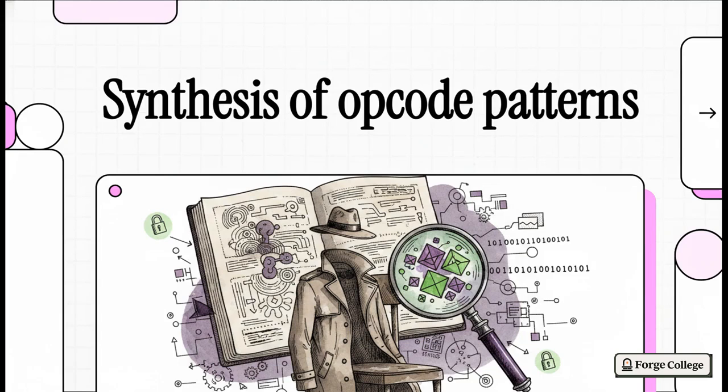Grab your trench coat and your magnifying glass, because today we are putting on our detective hats to become EVM forensic analysts. We're looking at the synthesis of opcode patterns and constraints. If you've been following along in the Ethereum fundamentals track, you know we're right in the thick of the EVM deep dive, specifically looking at execution and environment and the EVM instruction set. I am absolutely pumped to guide you through this because we're about to take raw, gritty EVM data and turn it into a genuinely fascinating story.